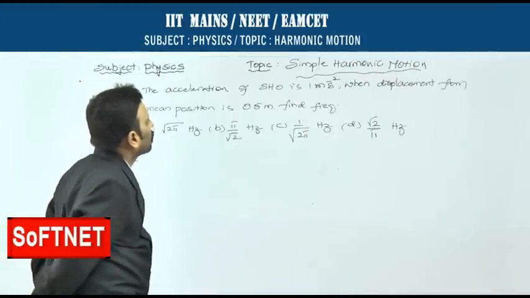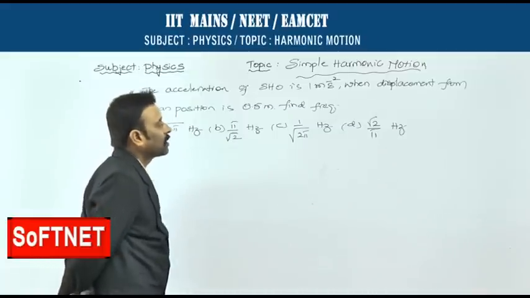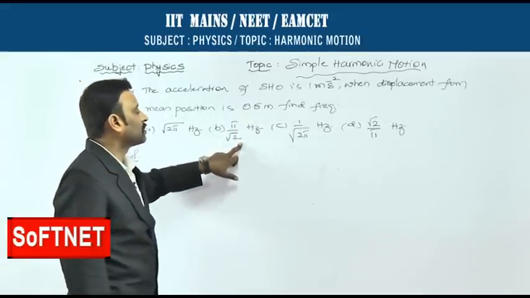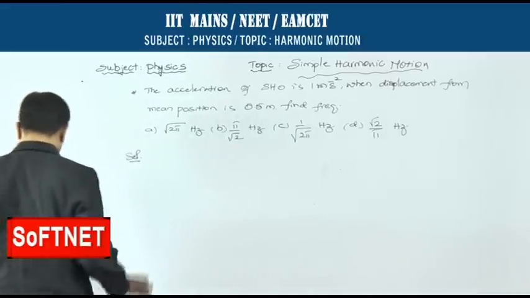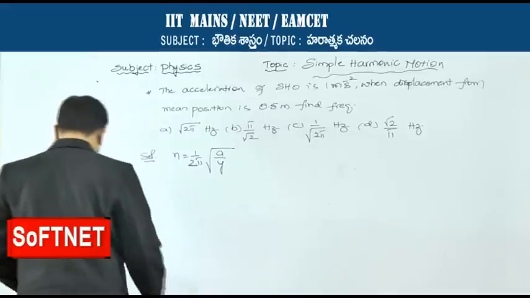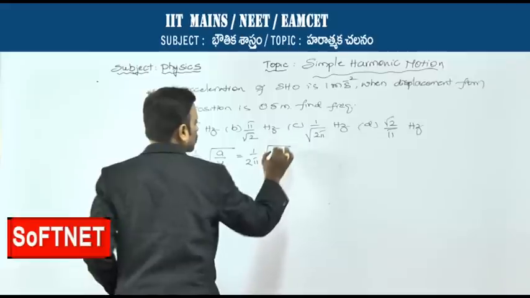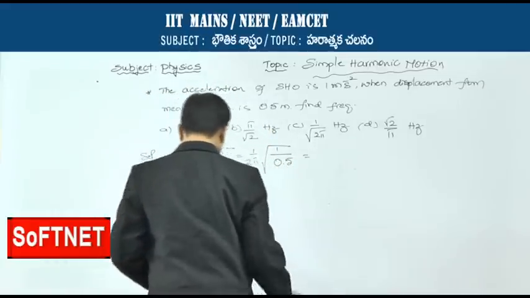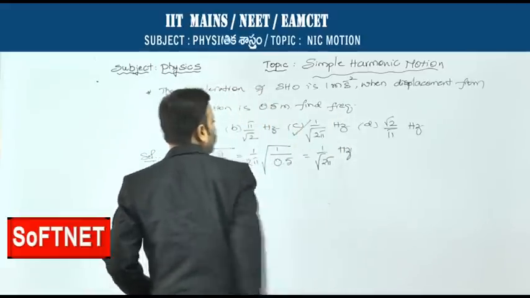The acceleration of a simple harmonic oscillator is 1 meter per second square when the displacement from the mean position is given as 0.5 meters. You are asked to calculate its frequency. The given options are, first one root 2 pi hertz, next pi by root 2 hertz, third 1 by root 2 pi hertz, and the last one root 2 by pi hertz. Now, what is the formula for frequency? Frequency is 1 by 2 pi under root a by y. Acceleration is given as 1 meter per second square, and the displacement is 0.5. So, how much are you going to get? 1 by root 2 pi hertz. So, the third option is the correct one.